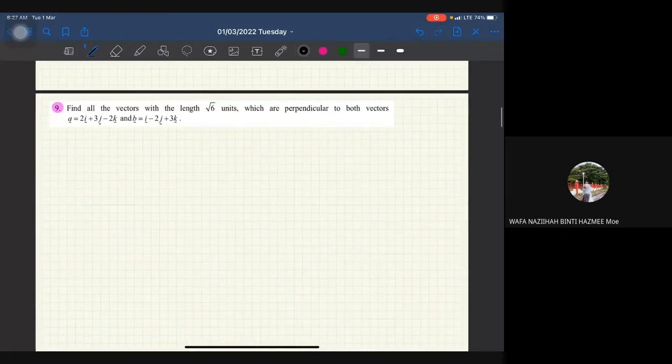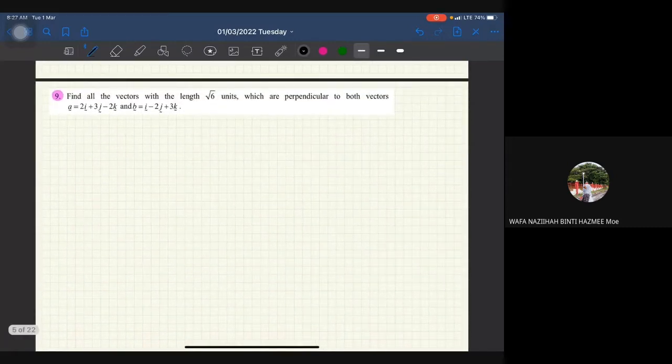Okay, so nombor 9 dulu. Alright, so let's read the question together. So find all the vectors with the length square root 6 units which are perpendicular to both vectors A and vector B. Okay, so clue dia dekat sini, kita guna length 6 unit. And then dia cakap perpendicular to both vectors. Perpendicular to both vectors. Okay, so tadi kita dah belajar vector product.